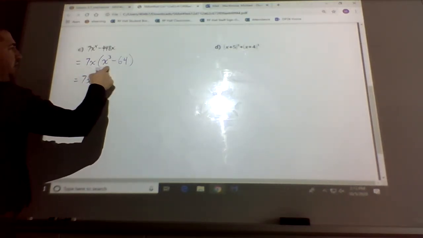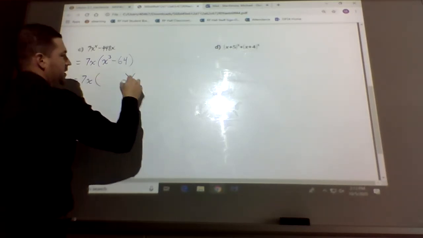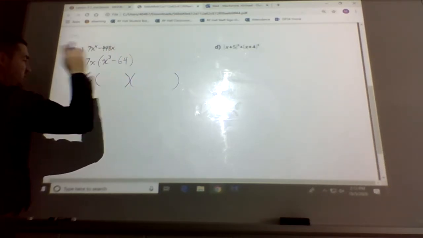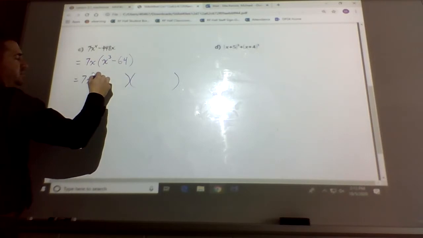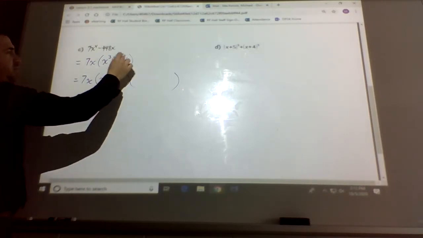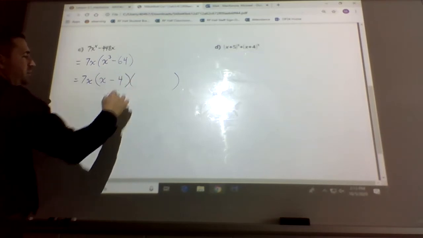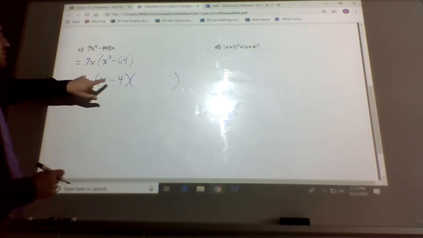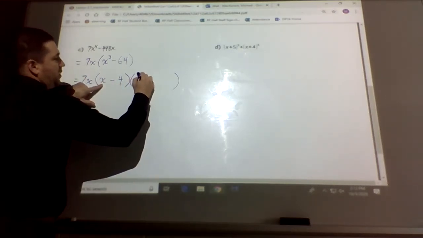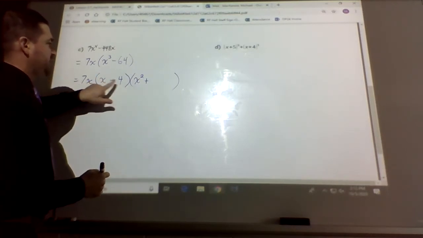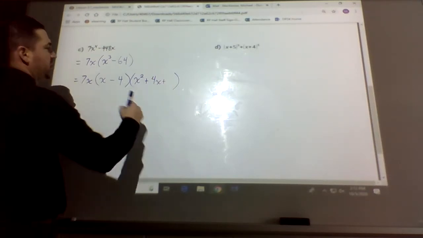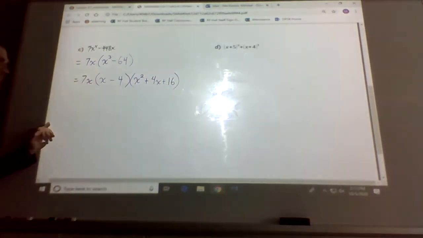Okay, so now what we have is the difference of cubes here. Because we have a term and a term that both could be cube rooted, and we have a subtraction in the middle. So if I cube root x to the power of 3, I get x. If I cube root 64, I get 4. Subtraction, subtraction. Now, this is a squared, so x squared, plus a times b, so x times 4 is 4x, plus b squared, so 4 squared is 16. And then stop there.